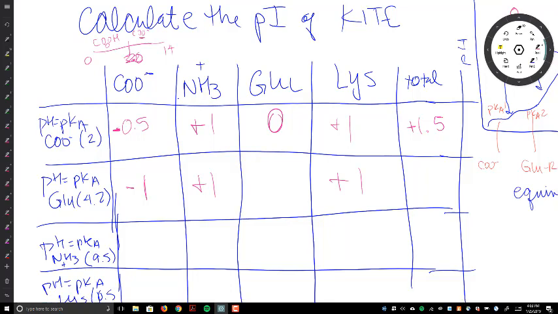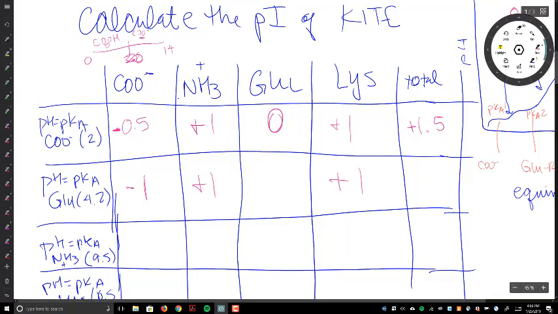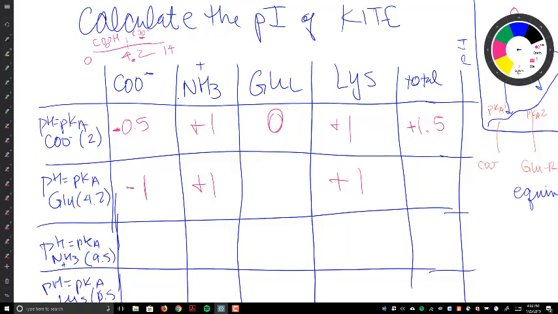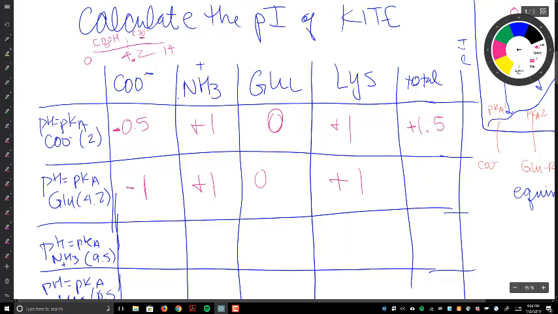And then finally, if we look at glutamate, it's the same thing that we saw with the C-terminus, except instead of being at 2, we're at 4.2. And so if we're half protonated, half deprotonated, that means we're half neutral and half negative. So the charge would be a net of negative 0.5. And if we add those together, we get a charge of plus 0.5.